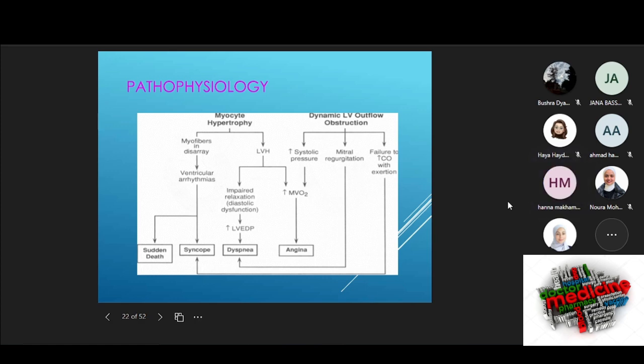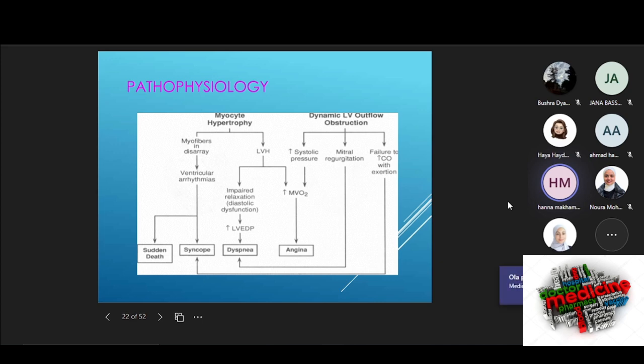يعني الاشي اللي بنسميه SAM اللي هو systolic anterior motion. So في عندي ASH asymmetric septal hypertrophy و SAM systolic anterior motion of the mitral valve, which leads, due to this Venturi effect, بيؤدي ل mitral regurgitation, failure to increase cardiac output with exertion, again due to the obstruction, which is a dynamic obstruction, unlike aortic stenosis.